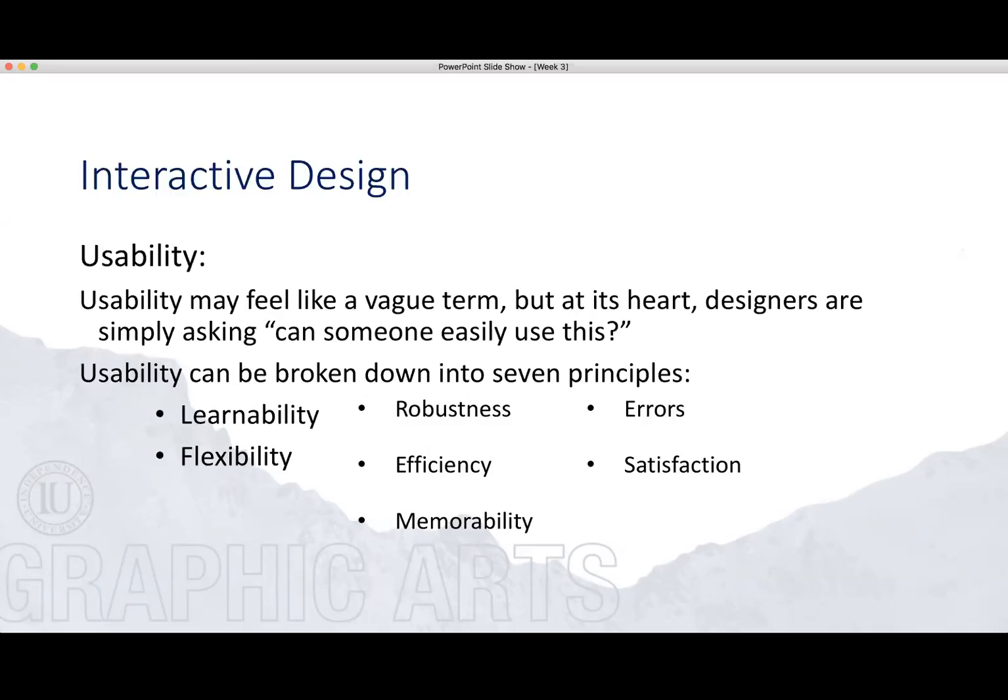Usability can be broken down into 7 principles: learnability, flexibility, robustness, efficiency, memorability, errors, and satisfaction. How many of you have used an app on your cell phone and you get errors all the time? It freezes, stops working, closes. How long do you keep that app before you find something else? Not very long. We usually find something that works better, right?